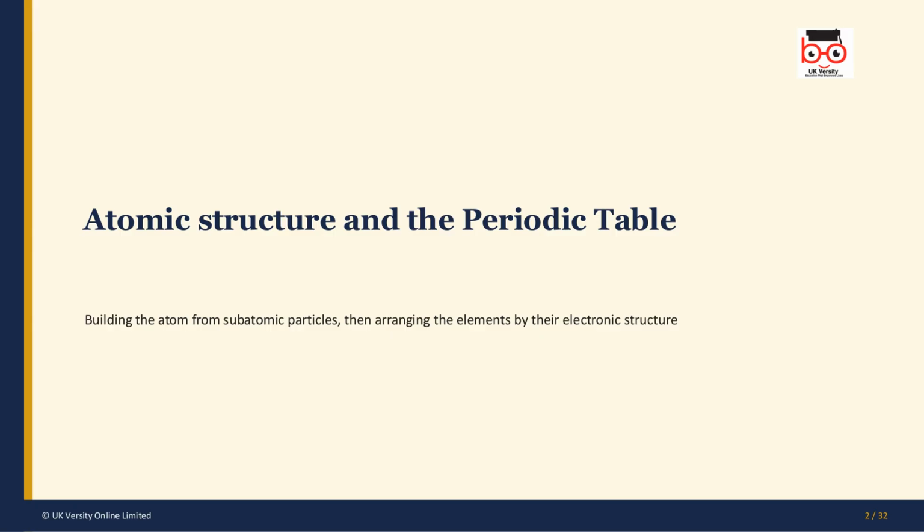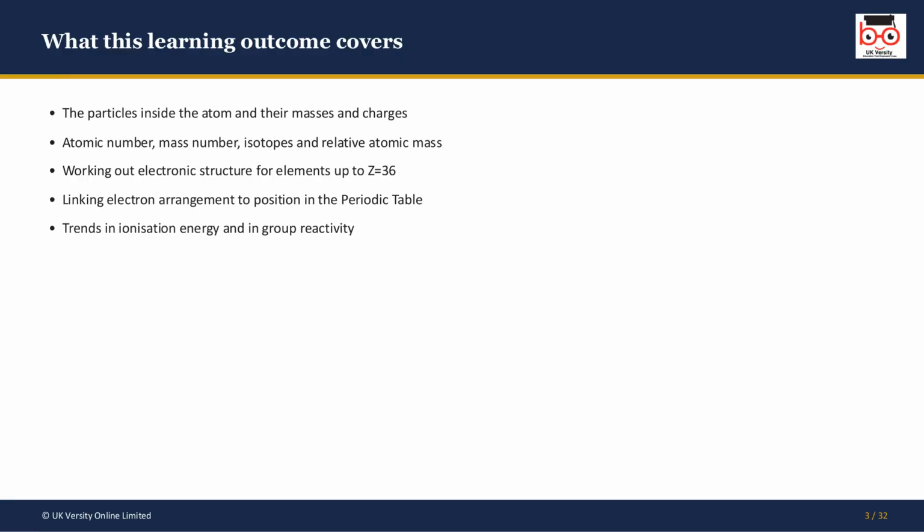In this outcome, we build the atom up from its subatomic particles, then see how the way electrons are arranged decides where each element sits in the periodic table. It's the foundation that everything else in chemistry rests on. Here's the ground we'll cover.